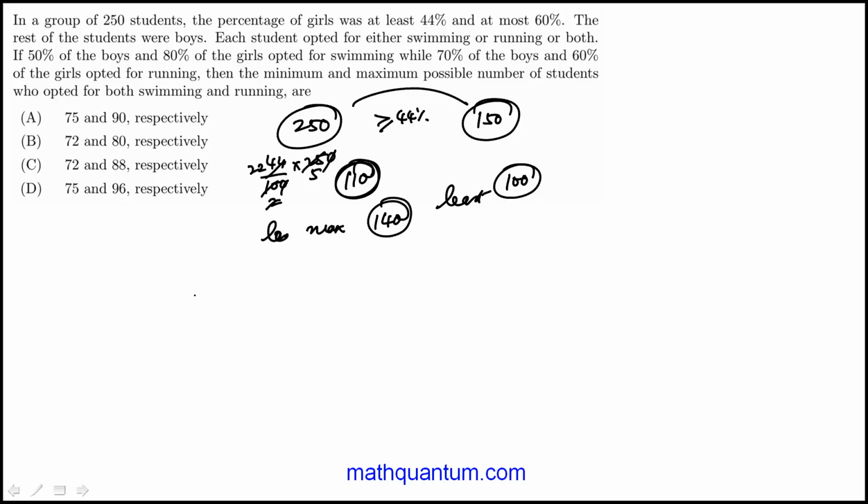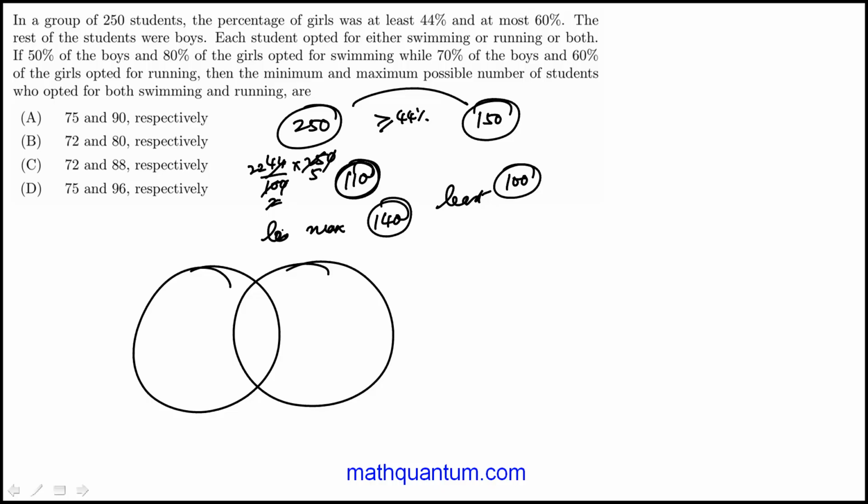Now we'll start with just the girls here, and there's an overlap here if you look at this visually as a Venn diagram. So if this is swimming, that's running, 80% of the girls opted for swimming, while 60% opted for running. And each person either swims or runs. There's no one that does neither.